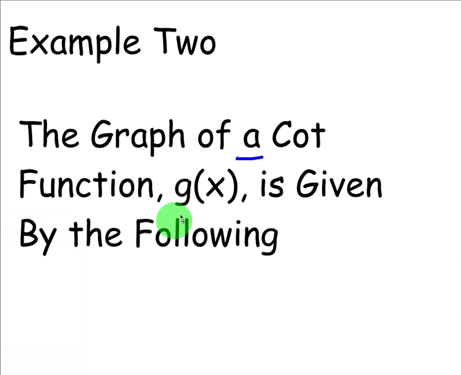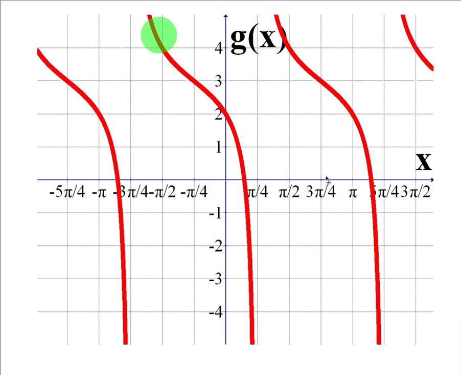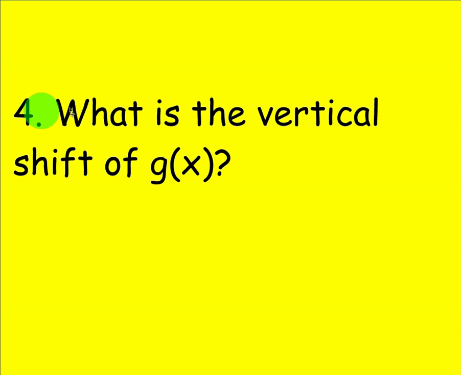Alright, next up we're going to take a look. We're still going to look at this cotangent graph that we looked at for phase shift, but we're going to be asking a different question. So here is our transformed cotangent function. What else can we determine based on just the graph alone? So the question we're going to ask now is, what is the vertical shift of g of x?